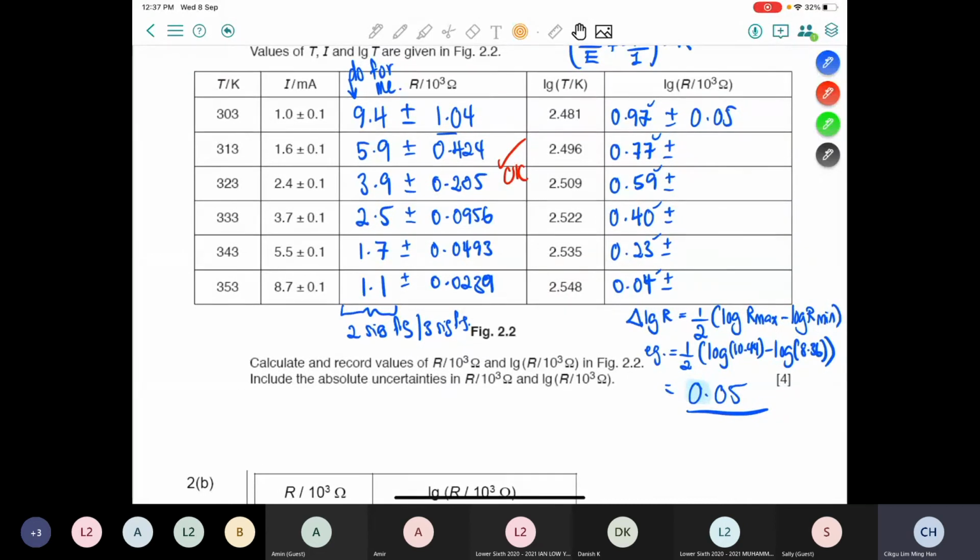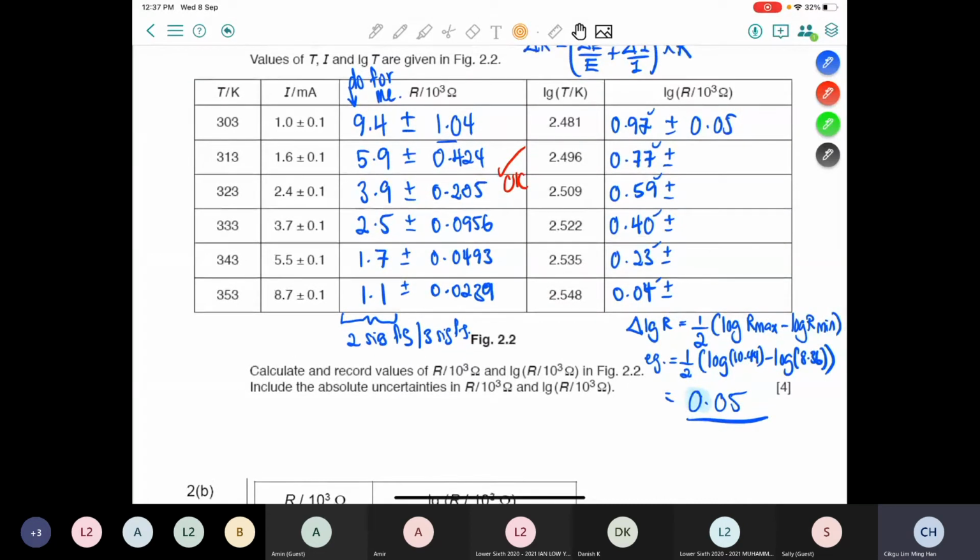Oh, sir. It's lagging, but Ian, you have the answer. The first one I got 0.04. Oh, 0.04. Okay. Second one 0.03. And then 0.02. And then 0.01.